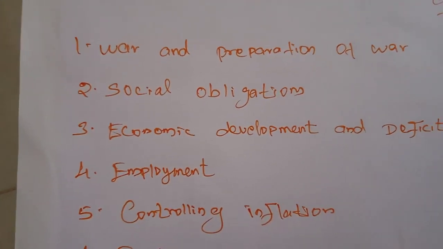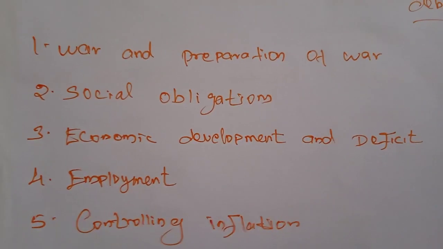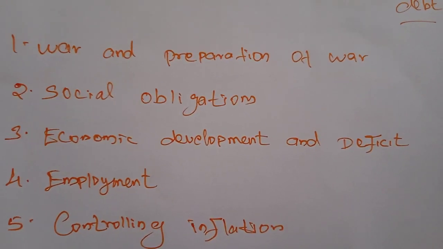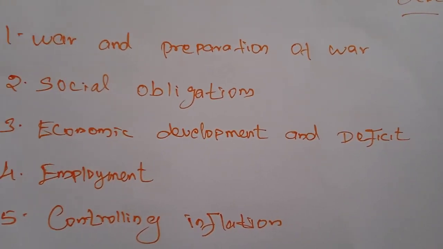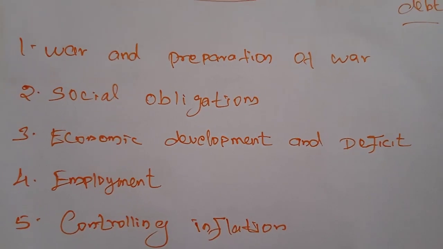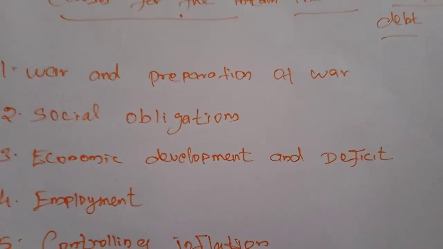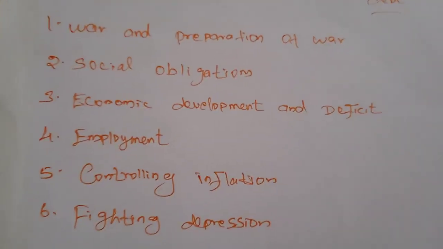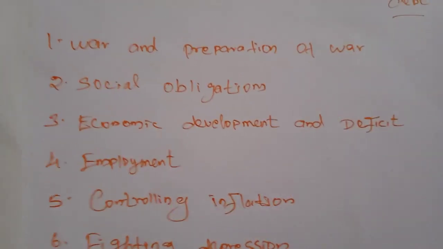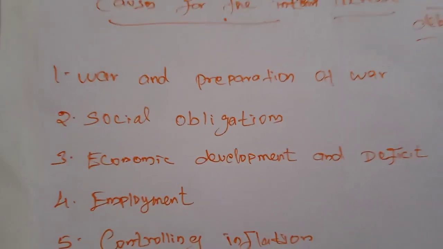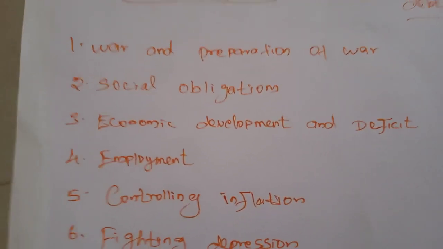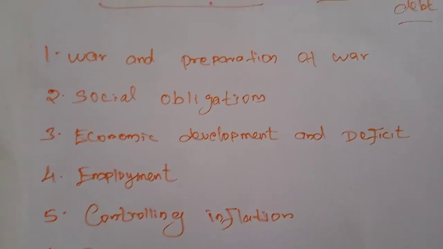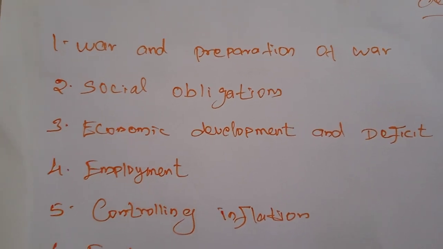Next, social obligations. The modern states are considered to be welfare states and they have to undertake many social obligations like public health, sanitation, education, insurance and transport. For all these purposes, the government has to take more responsibilities and if it is not possible, they have to get into public debt.